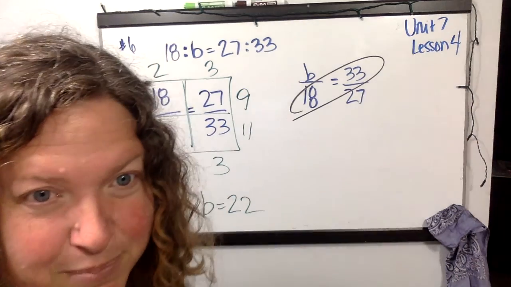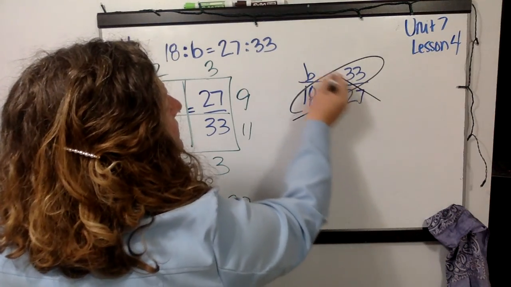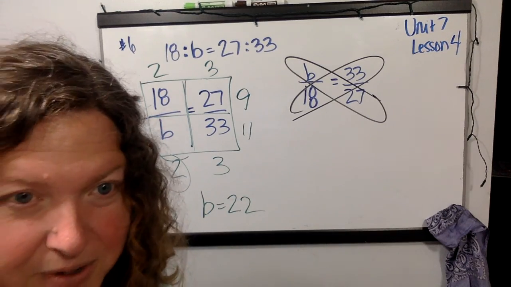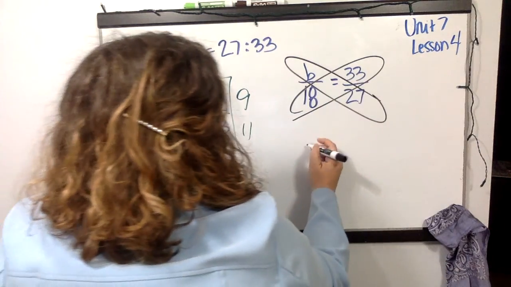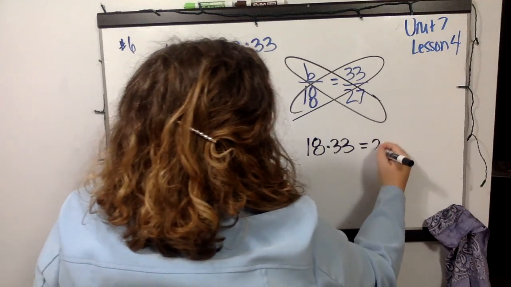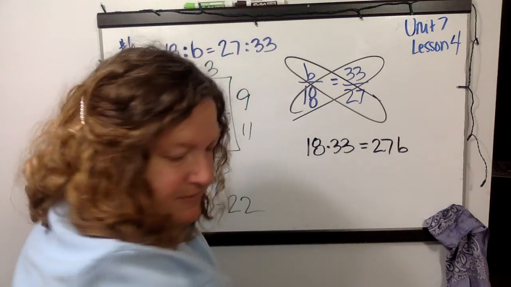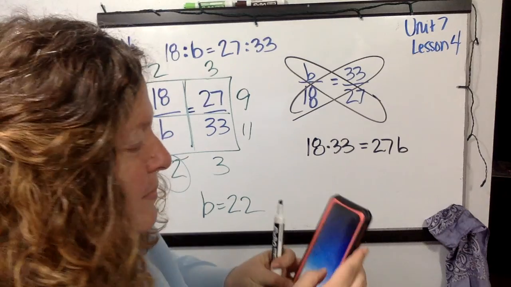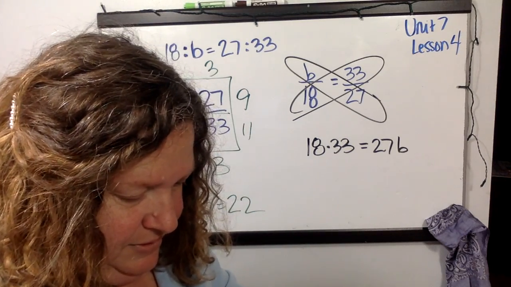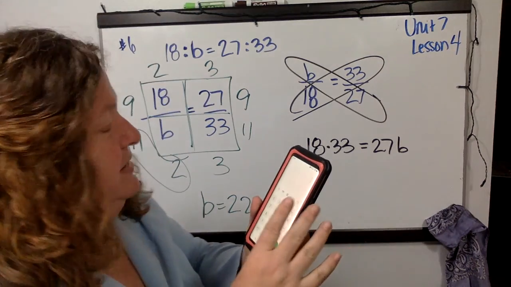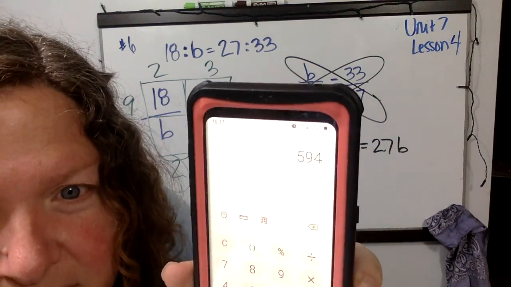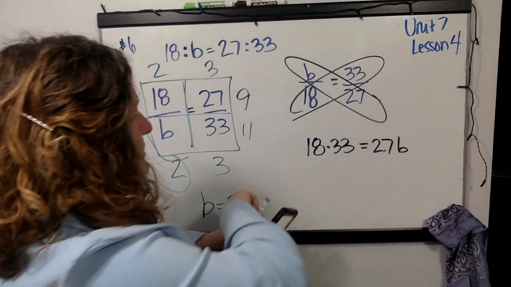So it's the top right and the bottom left, the top left and the bottom right. When we multiply those together and set them equal to each other, 18 times 33 equals 27B. So let me get out my phone here. All right, let's see if you can see this. 18 times 33. Can you see that? 594.